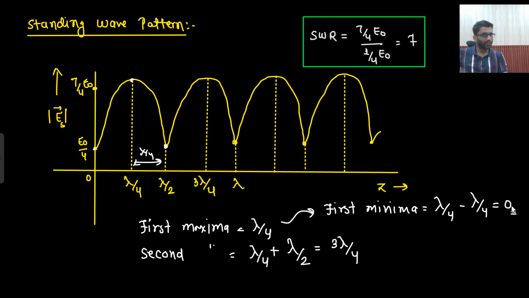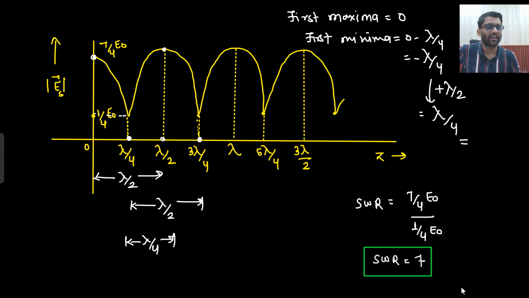And here when I subtracted, 0 was accepted. From 0 to infinity anything can be accepted, but negative value cannot be accepted. So if negative value is not accepted, for that I can add lambda by 2, because if that is my first minima which is not accepted, then next minima will be lambda by 2 apart. So lambda by 2 I can add.